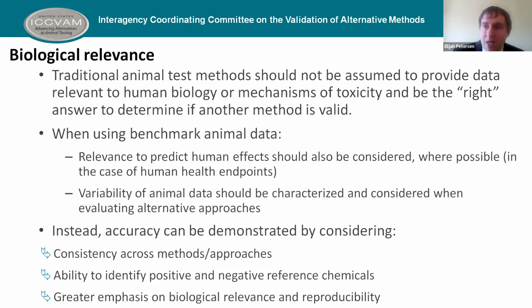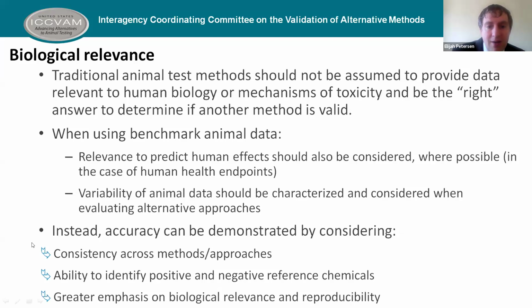And it's important to look at it objectively on a case-by-case basis to understand to what degree the animal model captures or doesn't capture some of the biology that's relevant. And when we are using benchmark animal data, it's important to look at to what degree, if you have the data, they relate to human effects. And to understand the variability of the animal data and to characterize that, so that when you're comparing data from a new approach or a set of approaches to the animal data, you take that into account.